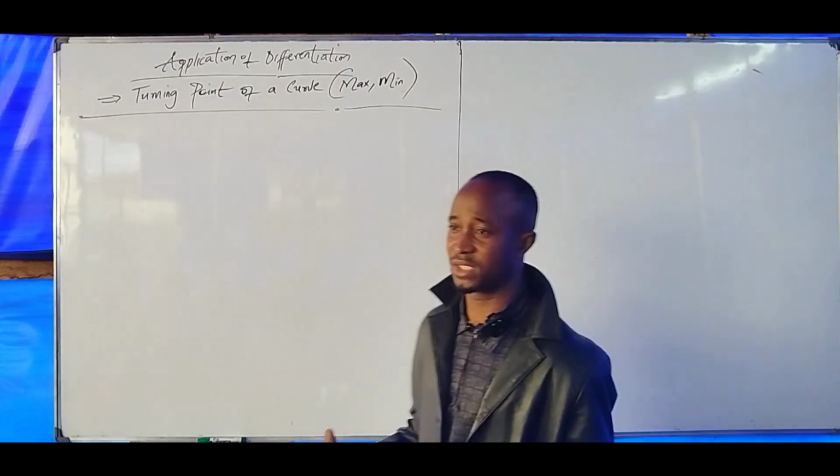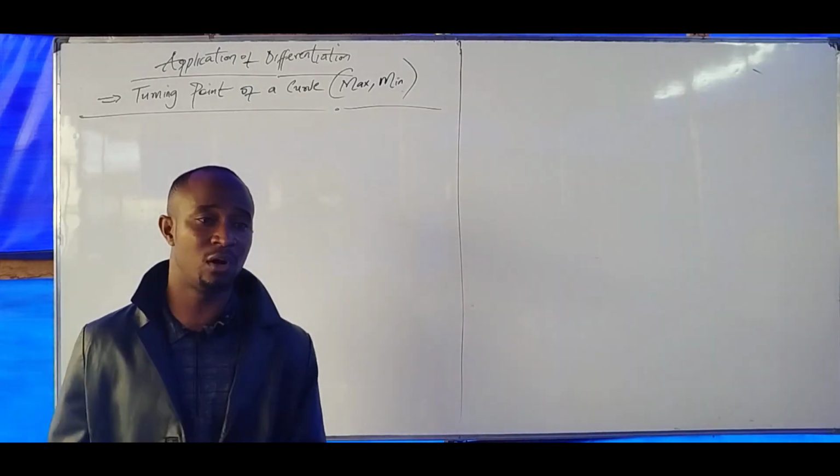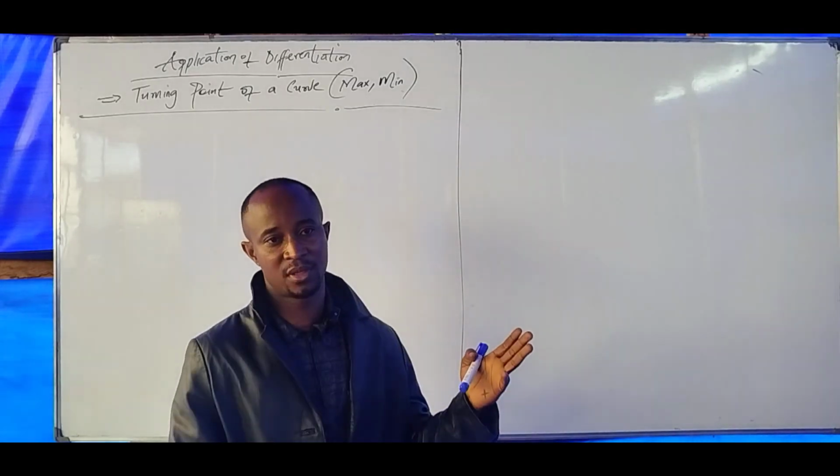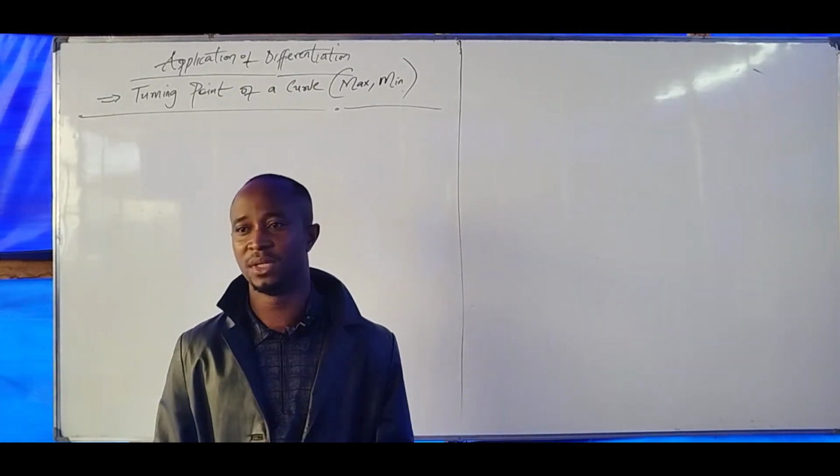Now when we watch turning points, we have two types of turning point of a curve. A curve can turn upward or downward. A curve can either be maximum or minimum. Are you following now?